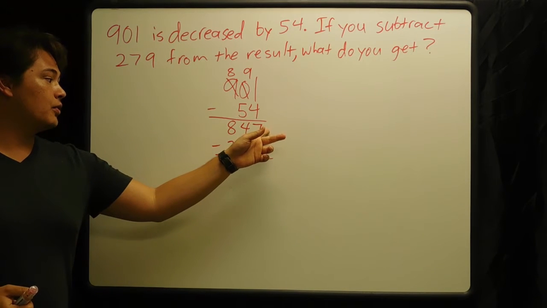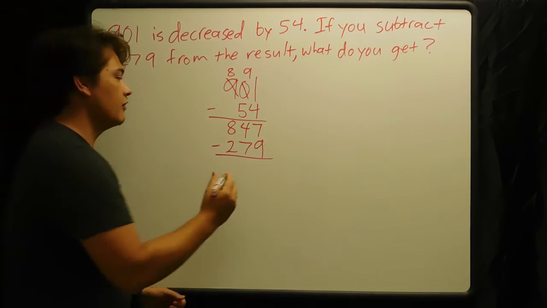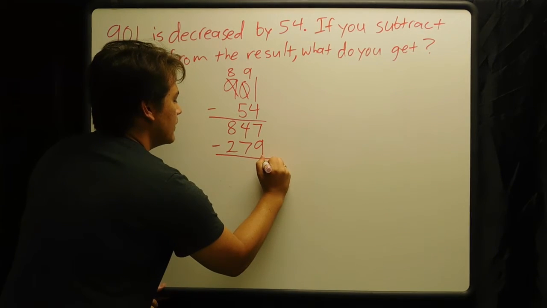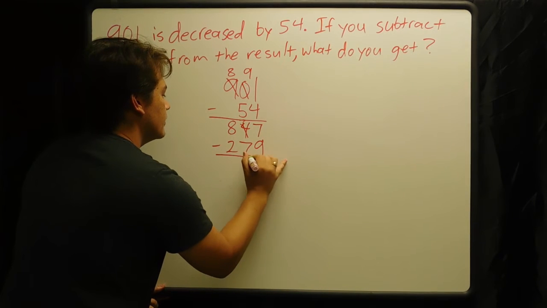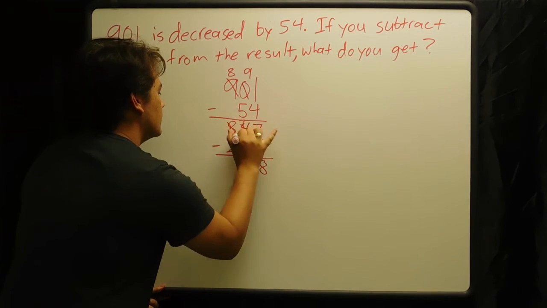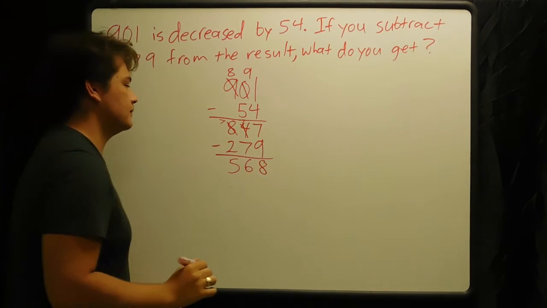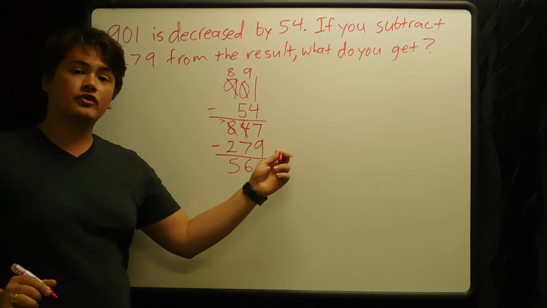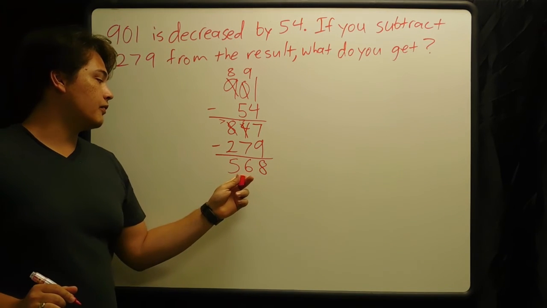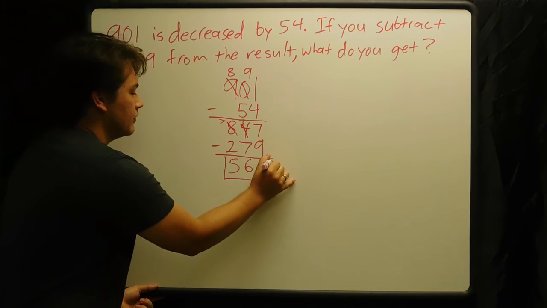So 847 subtracted by 279 is going to give us, this is going to be 8, 3, this is going to give us 6, 7, and this is going to give us 5. So 847 subtracted by 279 is going to give us 568. And this number is our final answer.